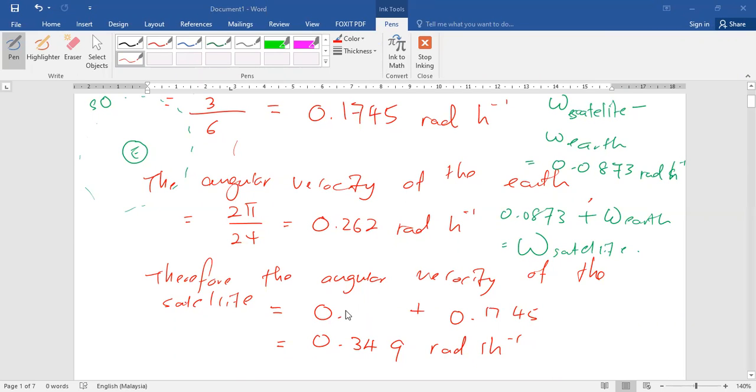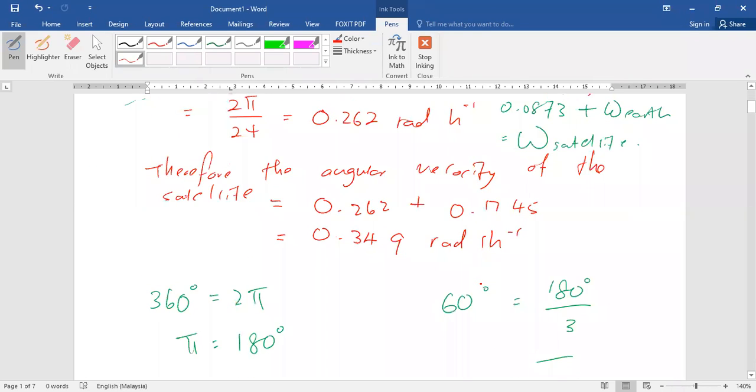Okay, 0.1745 and 0.262. So it will be equal to 0.437 radian per hour. Okay, question from Yongwei. What is the meaning of the field of vision?